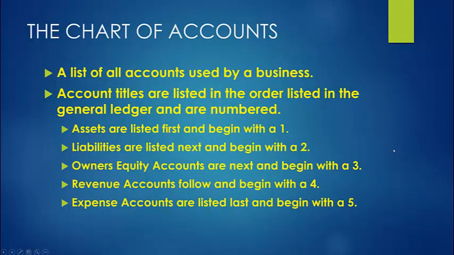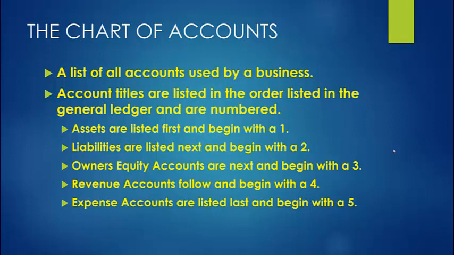Now, the chart of accounts is just a list of all accounts used by a business. So these are the accounts that we're going to enter in our general journal, and are also found in our general ledger. And the accounts are also going to have account numbers. So along with the account title, there will be an account number. Now, the account titles and the account numbers are going to vary from business to business.